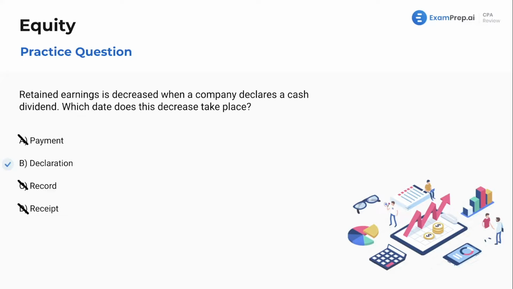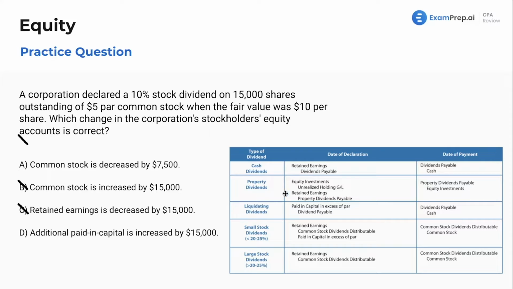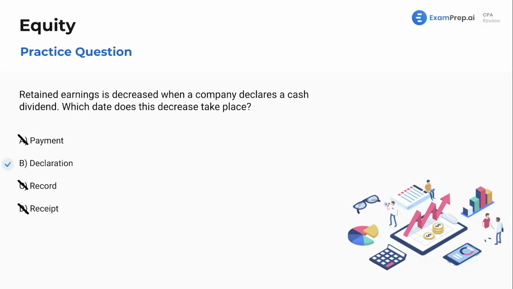So on the declaration date, and actually here, we can go back to our chart. Date of declaration, cash dividends, you see we are going to reduce retained earnings. So we're reducing an equity account, increasing a liability account for dividends payable, and that's because we're going to have to pay this out on the payment date.